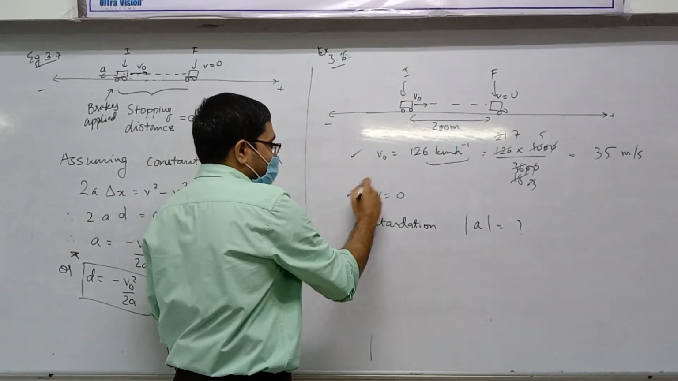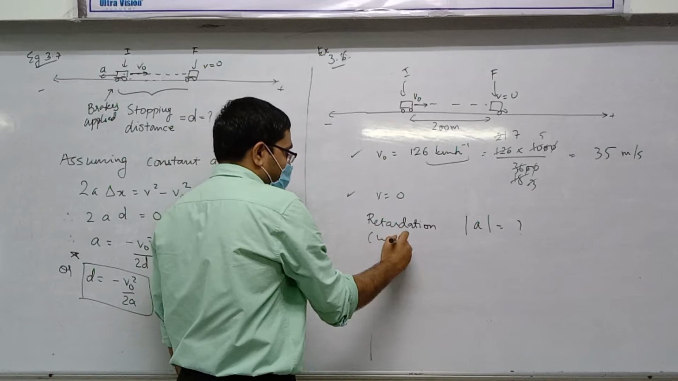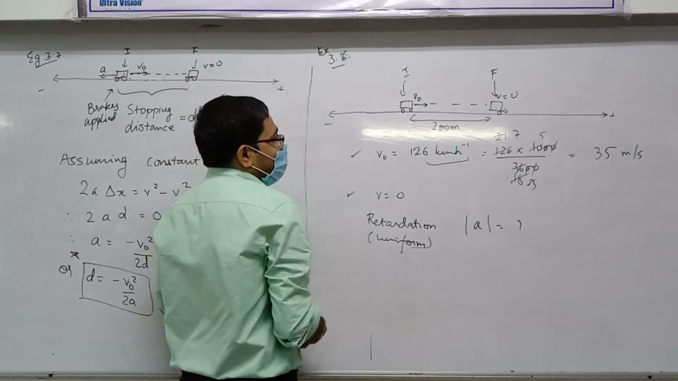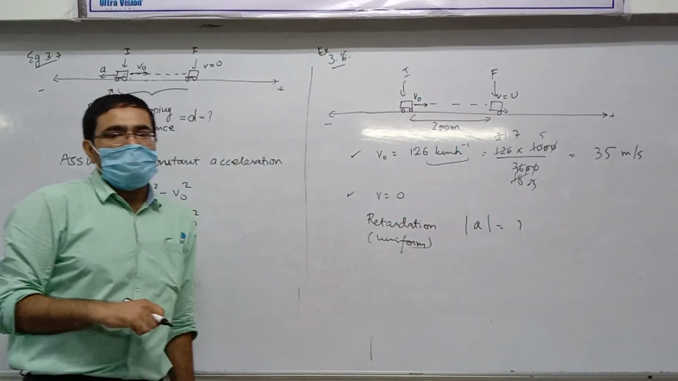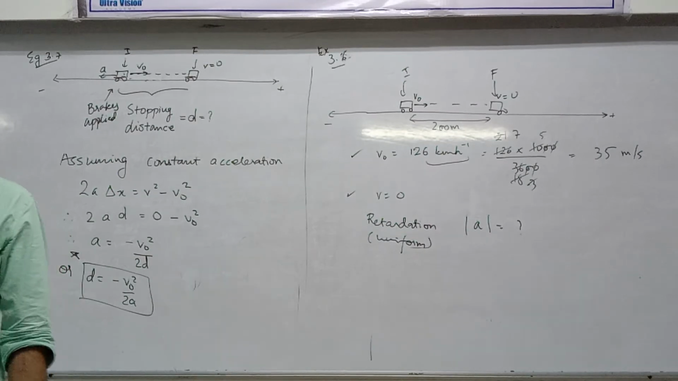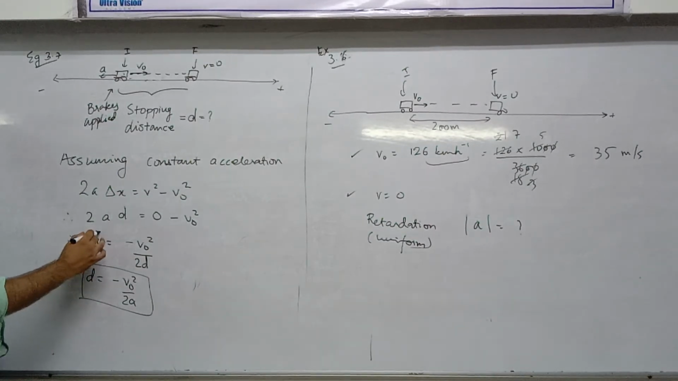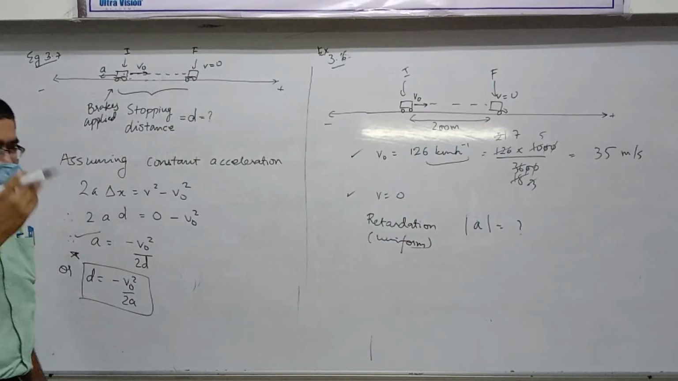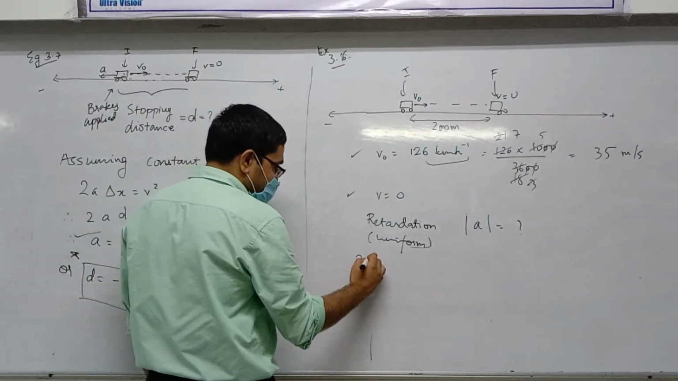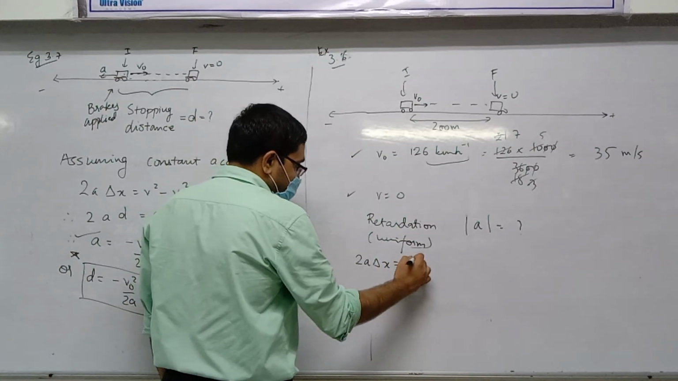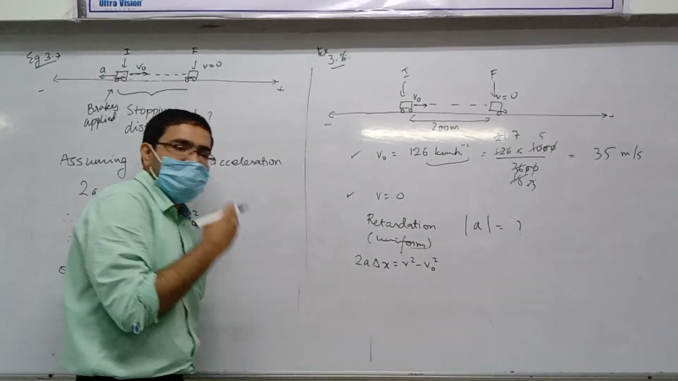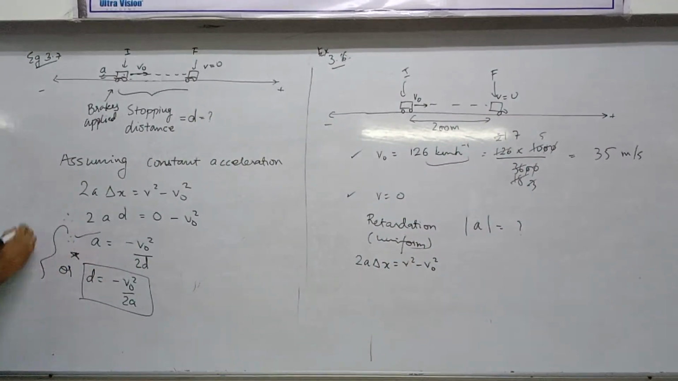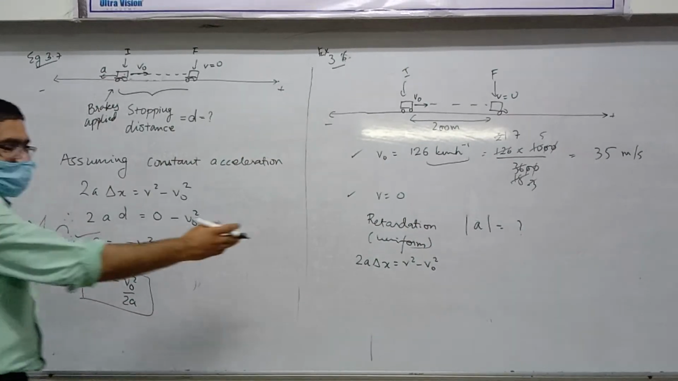So a we have to find. v0 known. v known. And this is assumed uniform. Which equation is suitable? a equal to minus v0 square upon this one. Yes. If you want to use it, suppose I don't know it though. The third equation of kinematics, isn't it? 2a delta x equal to v squared minus v0 squared. I don't even bother remembering all this. Get your basics clear. Everything is done using this.